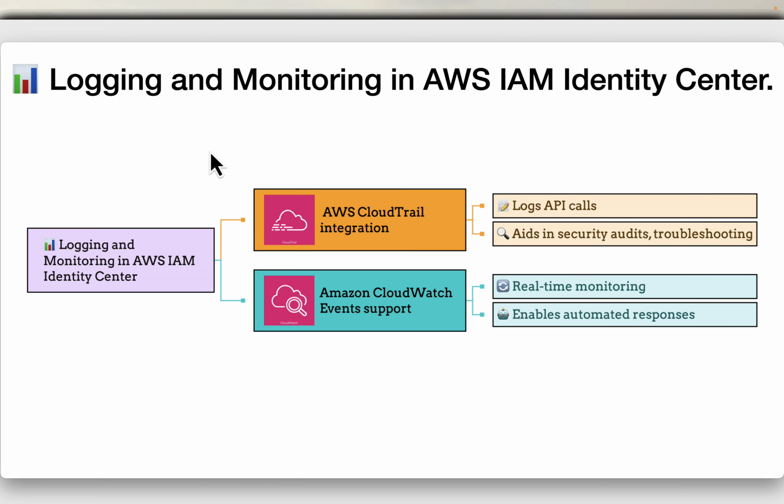Okay, now logging and monitoring in AWS IAM Identity Center. First, AWS CloudTrail integration. AWS IAM Identity Center integrates with AWS CloudTrail to log API calls, which helps in security audits and operational troubleshooting. Second, Amazon CloudWatch events support. It also supports Amazon CloudWatch events for real-time monitoring, enabling automated responses to activities or changes within IAM Identity Center.